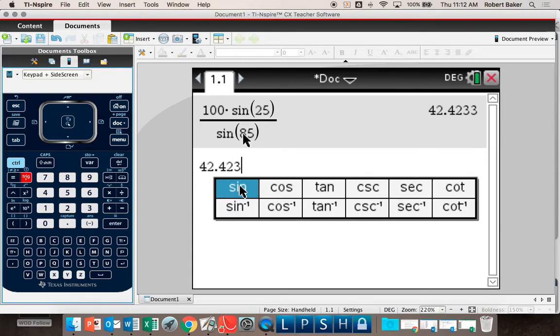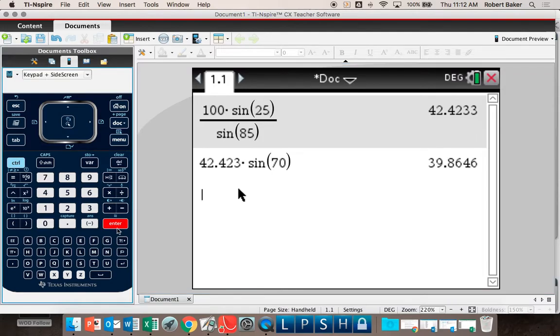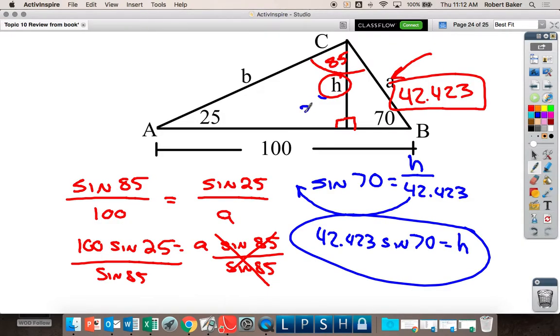42.423 sine 70. 39.865. So that is the only answer that I'm looking for. 39.865. Yeah? No? Maybe? Does that make sense? So you have the answer in your paper, right?